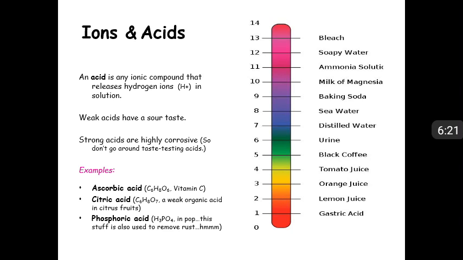Then ions and acids. An acid is any ionic compound that releases hydrogen ions in solution. We have read that already. Weak acids have a sour taste, like vinegar, acetic acid, and strong acids are highly corrosive, so don't go around taste testing acids. Examples: ascorbic acid, that is vitamin C, citric acid, a weak organic acid in citrus fruits, and phosphoric acid. This stuff is also used to remove rust.